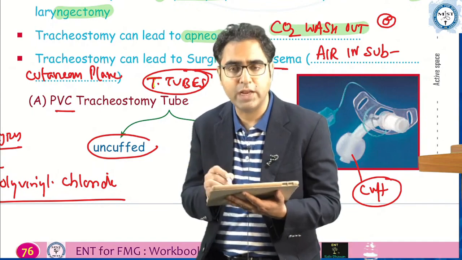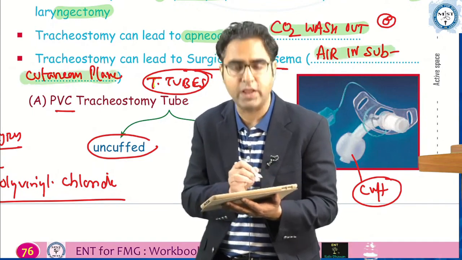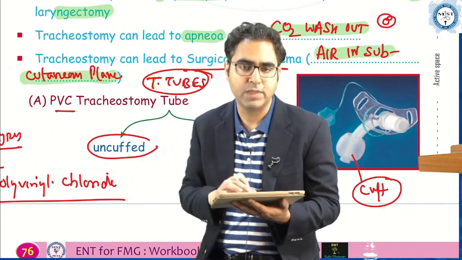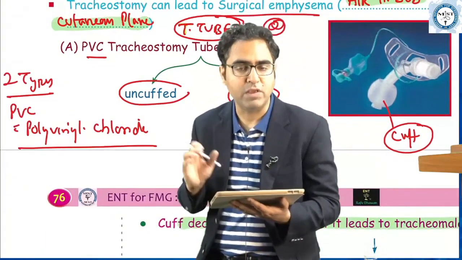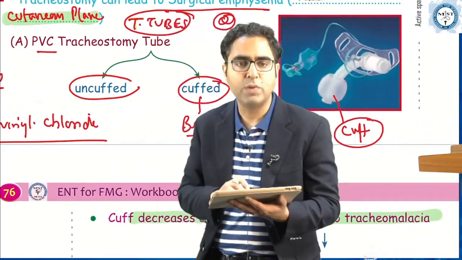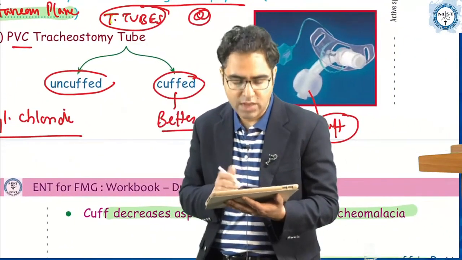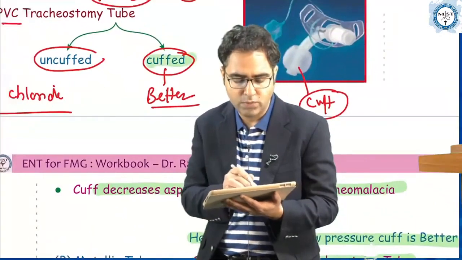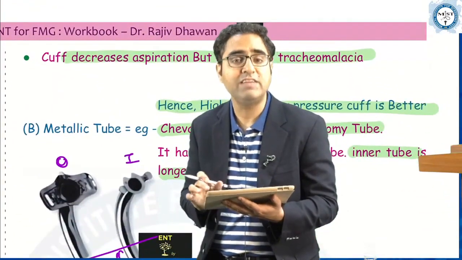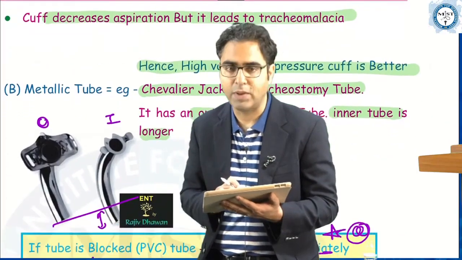What is surgical emphysema? It is air in the subcutaneous plane. Air below the skin is technically called surgical emphysema. Tracheostomy tubes are of 2 types, PVC, polyvinyl chloride tubes, or metallic tubes. The PVC tubes are of 2 types, cuffed and uncuffed. Cuffed are the better tube. The advantage of cuff is it decreases aspiration, but the disadvantage is it leads to tracheomalacia.